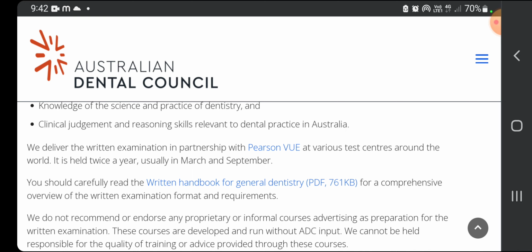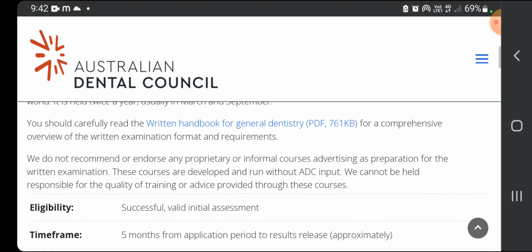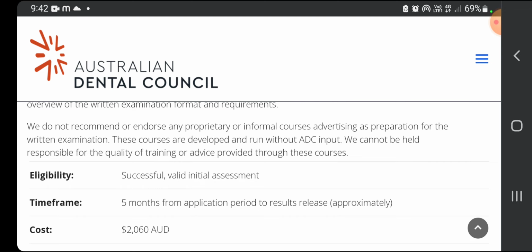and it is held twice a year, that is in March and September. If you want to know more about the written examination, you can read the written book for general dentistry. You can download it from the ADC main website, and everything about the written examination is given in this PDF.